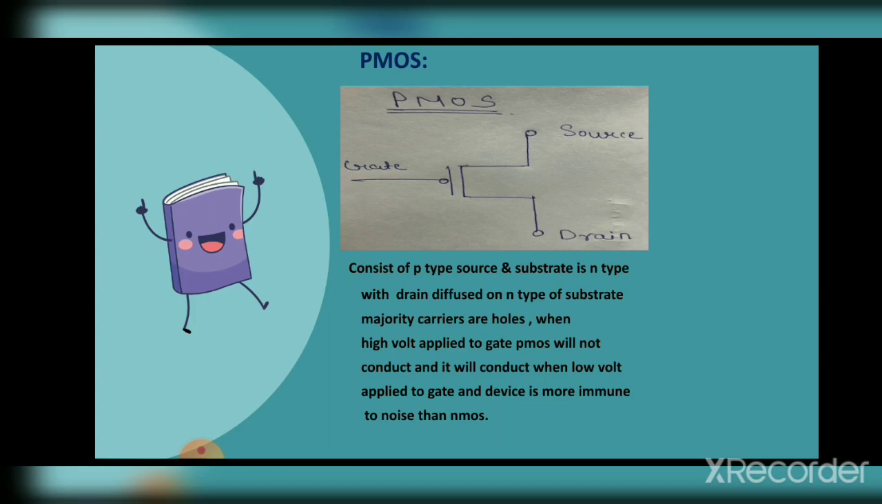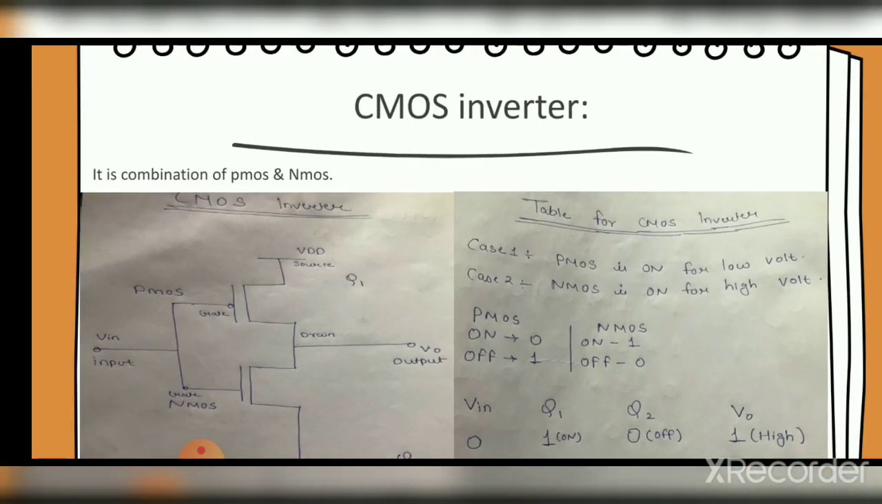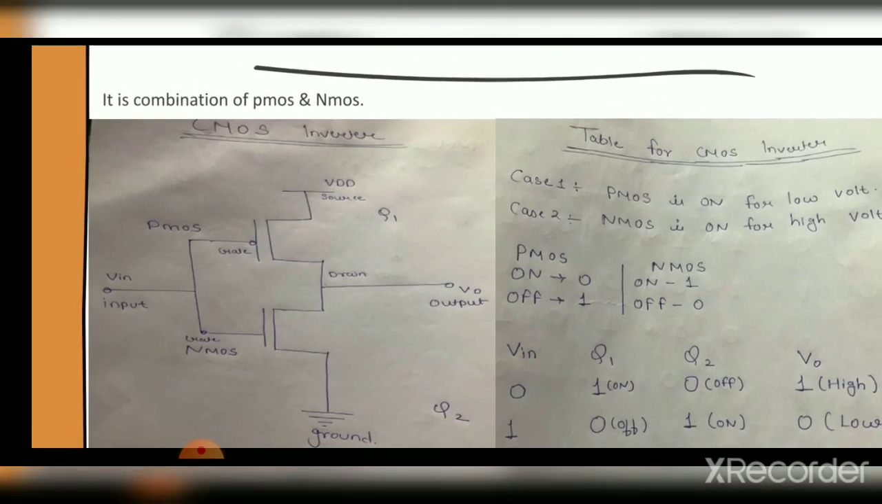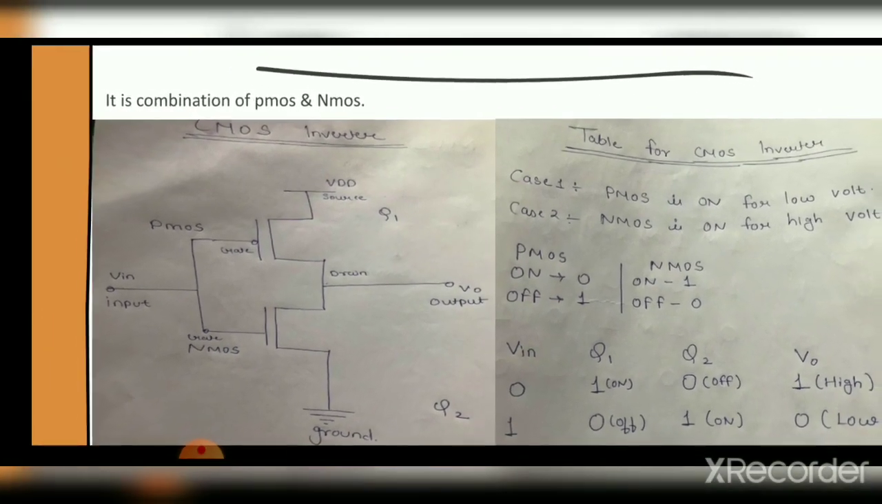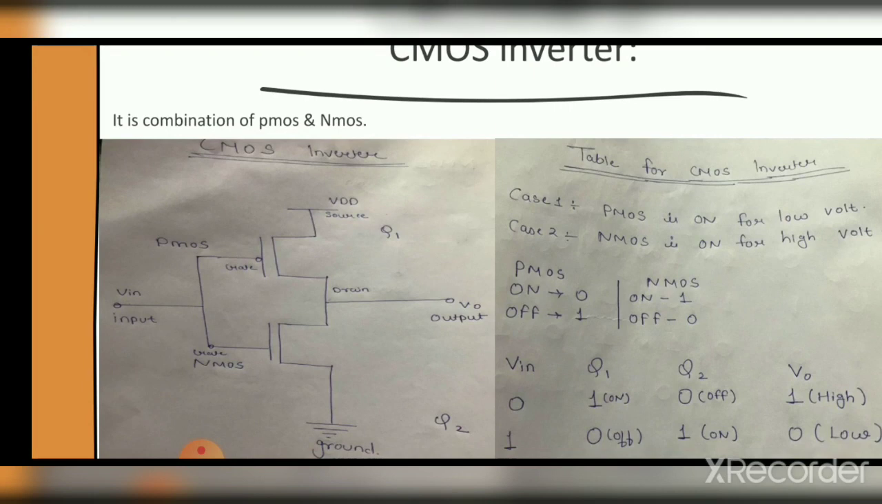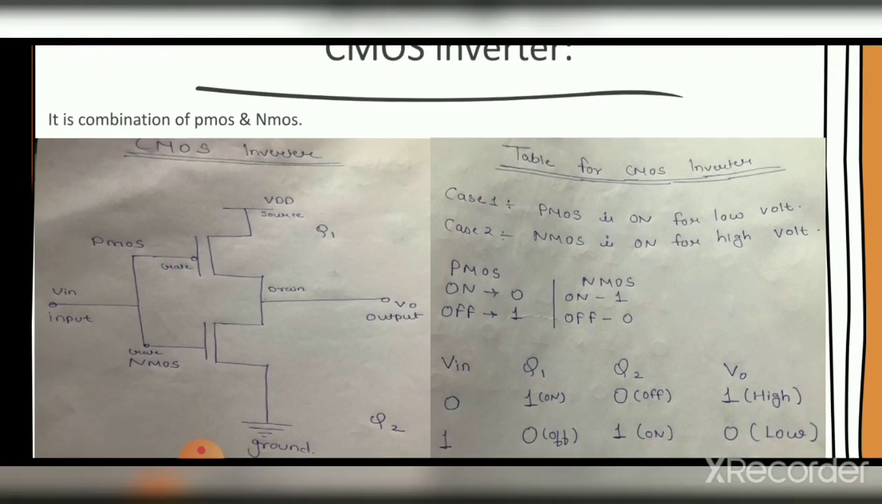Now coming to the CMOS inverter, you can see the logic diagram of the CMOS inverter. It is a combination of both PMOS and NMOS. PMOS is usually pull up and NMOS is pull down in the logic diagram. So PMOS is on for low voltage and NMOS is on for high voltage. You remember the point. In the truth table of the inverter, we give two inputs, 0 and 1.